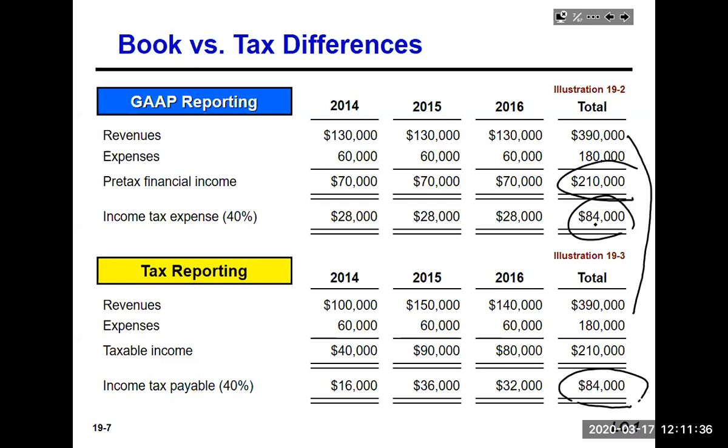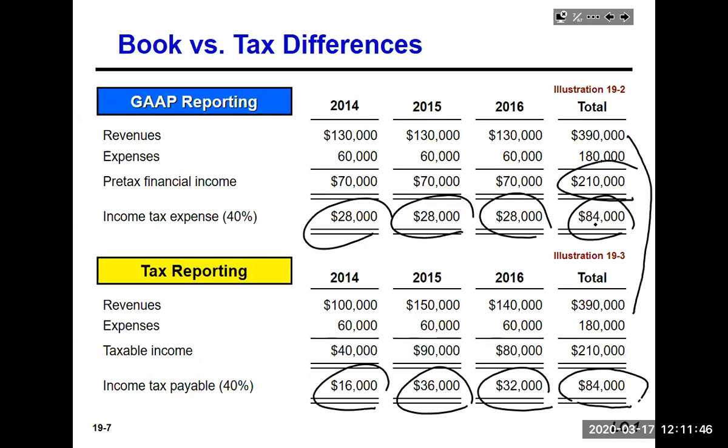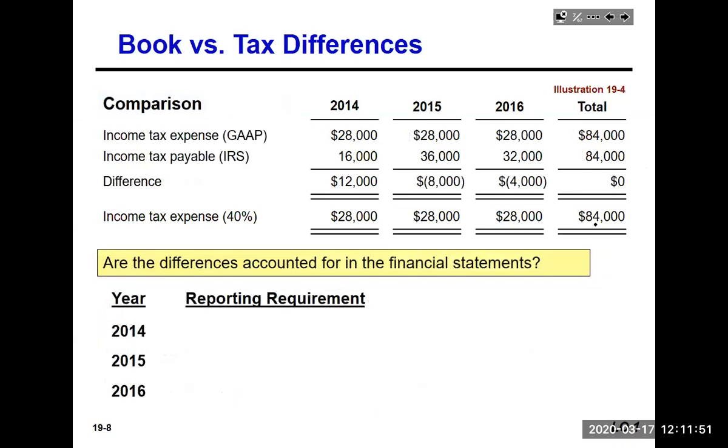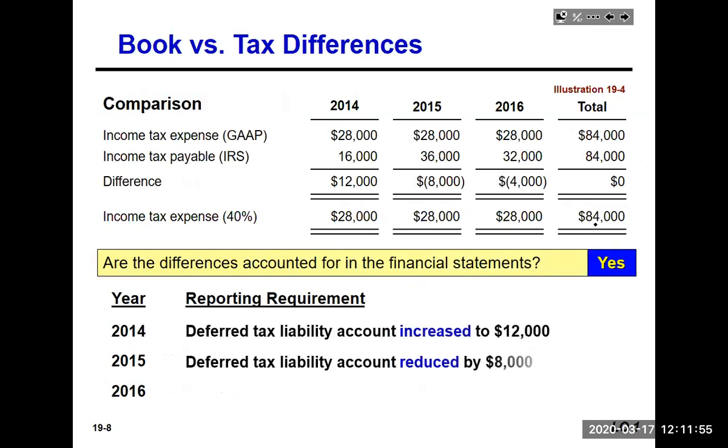But look what happens year to year. Look, the first year, you're paying 16 versus 28. The next year, you're paying more, right? And the next year, more again. But over time, they're the same. Very important. Very simple. And they show you that here in this reporting requirement.